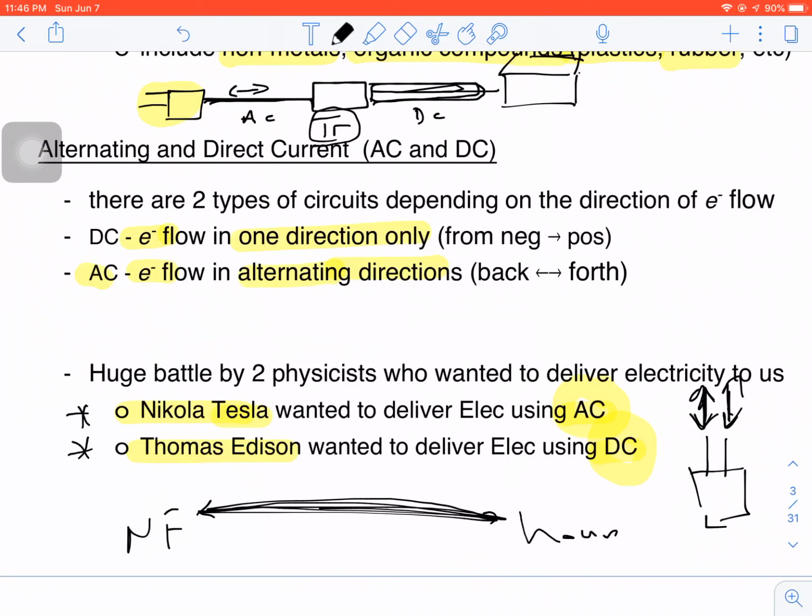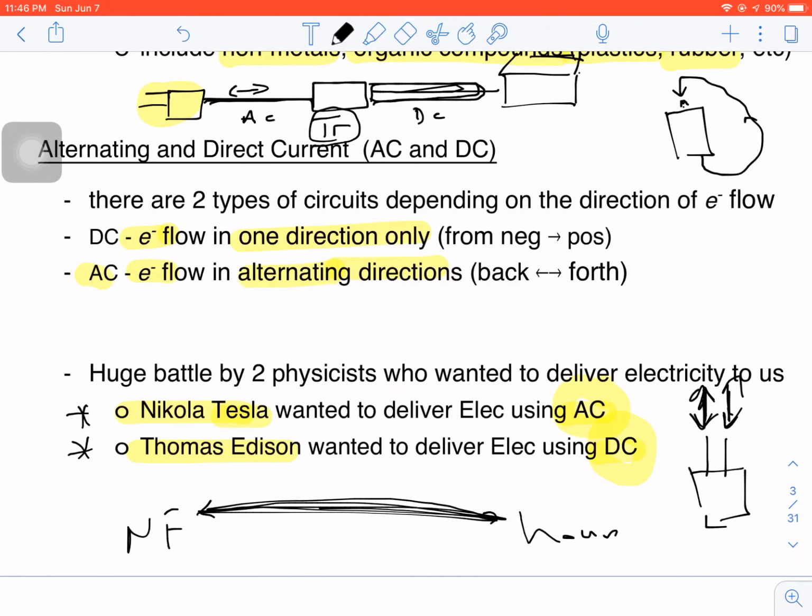Now, think about your cell phone for a minute. Your cell phone has a battery in it. And coming out of the battery, again, I'm just pretending it's this kind of battery. It's not. But if it was this kind of battery, electrons are going to flow in one direction only, right? So in your cell phone, electrons move in only one direction.